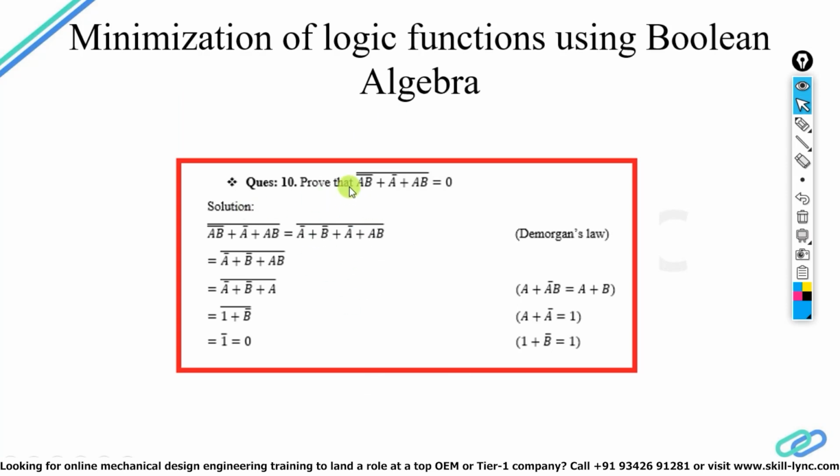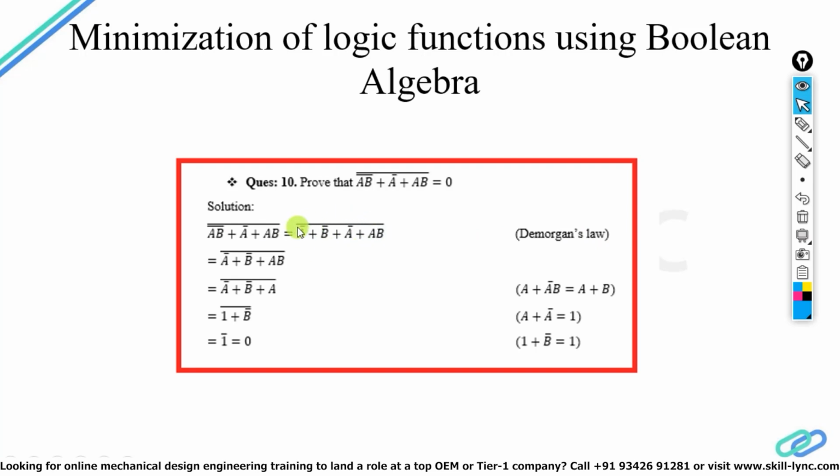Now prove this question, that (AB) whole bar plus AB, and the whole bar is equal to 0. Now see (AB) whole bar. Now we have to put the DeMorgan's theorem. And DeMorgan's theorem says (xy) whole bar equal to x bar plus y bar. Means (AB) whole bar equal to A bar plus B bar. So I am just opening this thing. It is A bar plus B bar. Means we are using the DeMorgan's theorem. Here I have written over also. So plus A bar plus AB.